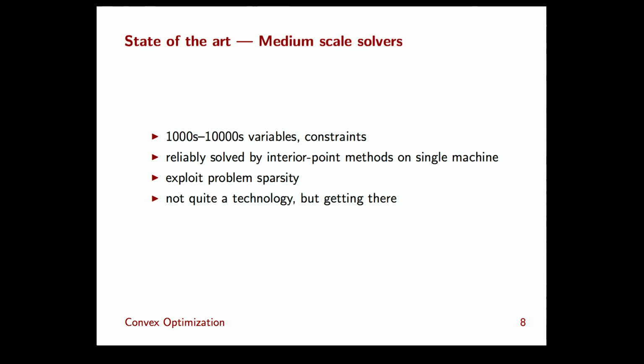So the state of the art right now is something like this. If you have thousands to 10,000s of variables and constraints, you can solve these by methods that have been around for maybe 20 years now, right? And they're getting better, and there's still places where they're not completely reliable, but it's moving, and it's going to happen. So this is not quite a technology, but it's getting there.